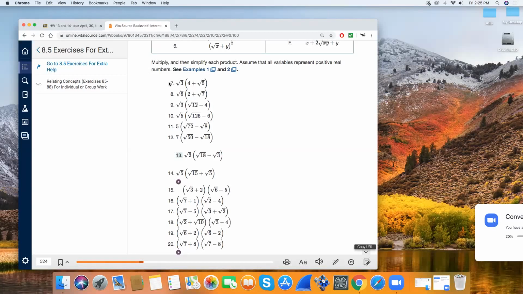So for example, this is number 7 you're doing for the homework. Let's do number 8. So what does this look like? Something times parentheses. So what do you think we do here? Wait, hold on. This is number 8? Number 8, yes. It says multiply.